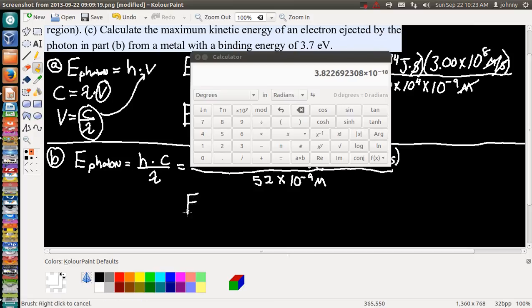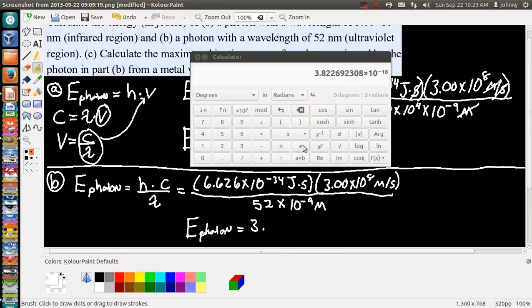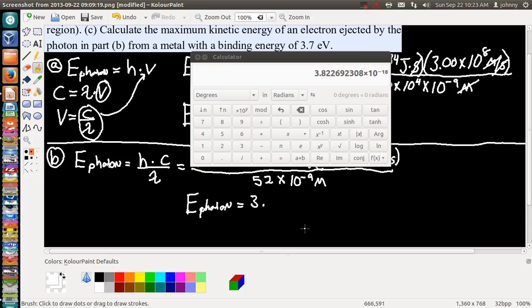That gives me the energy of this photon equals 3 point, I just need 2 sig figs, because 52 is just 2 sig figs, right? So I only need 2 sig figs. 3.8 times 10 to the -18, and it's energy, so it should be what units? Joules. Alright, so I'm done with this calculation now.